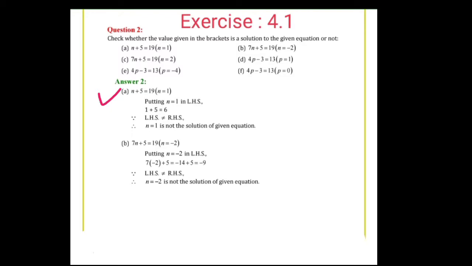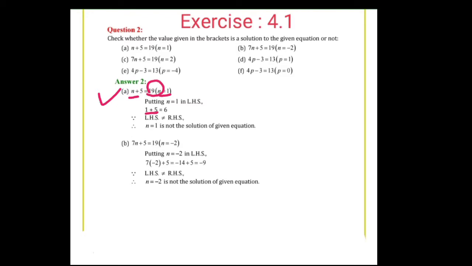First, a: n plus 5 equals 19. Starting from n plus 5, which is the left hand side, and 19 is the right hand side. Then if we put the value of the variable n as 1 in this equation, in the left hand side n plus 5 means 1 plus 5 equals 6, but in the right hand side it is given as 19.